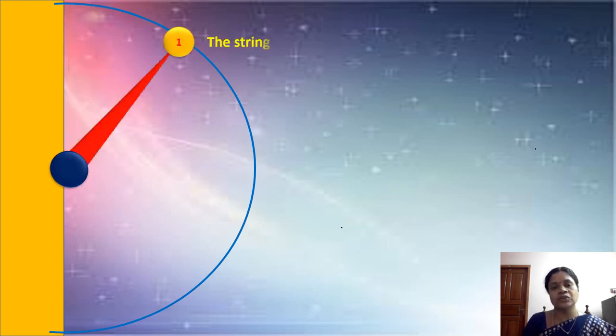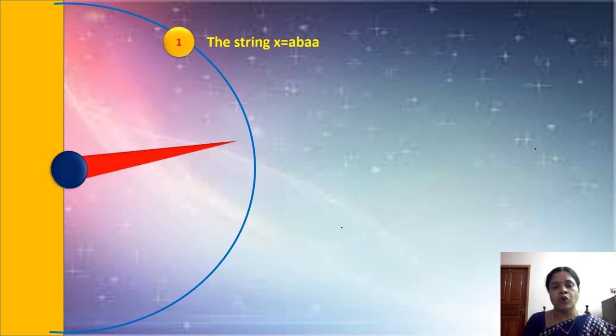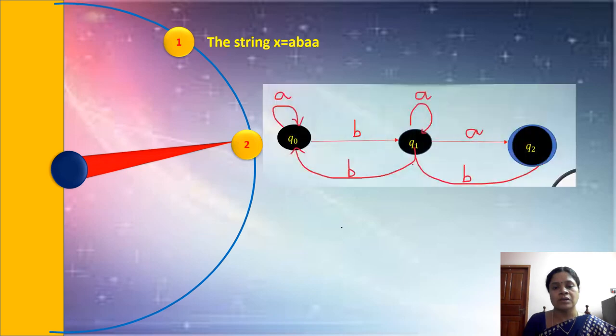First, let us take a string x as ABA, for which we have drawn a transition diagram like this. So here my string is A, B, A. I have to start from Q0 and reach Q2, so that is my final state. If I reach the final state, the string is accepted; otherwise the string will be rejected.